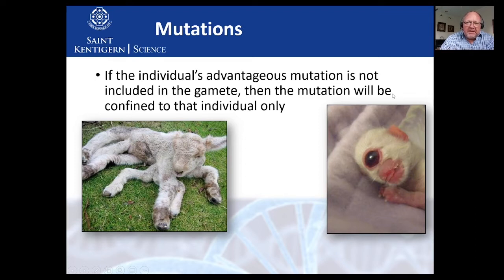But they will most likely die before reproductive age, even though the mutated gene came through the gametes. So in this case, it will only be passed on one generation and then nothing from there.